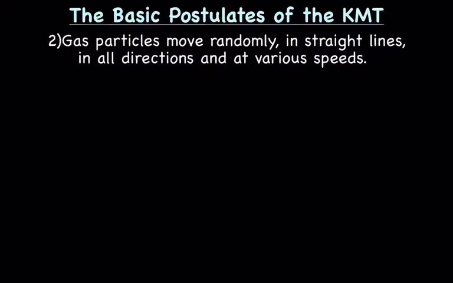Assumption or postulate 2: gas particles move randomly. They're just bopping around. But they do move in straight lines, in all directions and at various speeds. They don't curve. They just go in a straight line until they hit another gas particle or the side of the container, in which case they bounce back off and continue in a different direction in a straight line, and as you'll find in a minute, at the same speed that they were at previously.